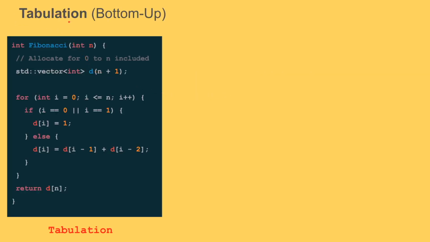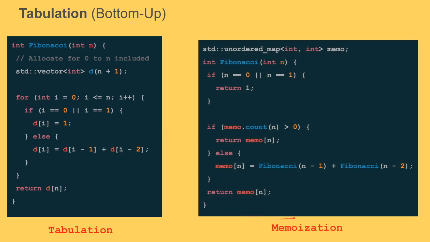Now, in the tabulation implementation of Fibonacci, usually you use an array or a vector, and you start from the bottom and fill out the locations of this table, and then you return the last item as your result. Compare this to memoization, where we go from top to bottom: for calculating f of n, we go to f of n minus 1 and n minus 2, and then we use a memo to prevent recalculation.